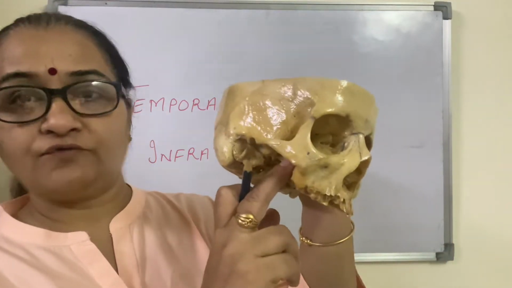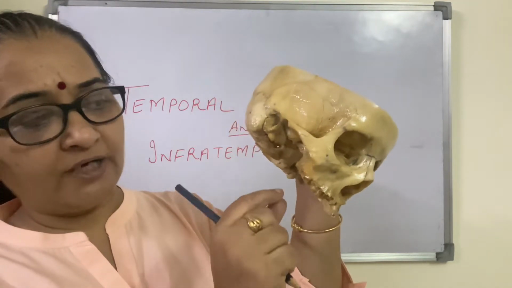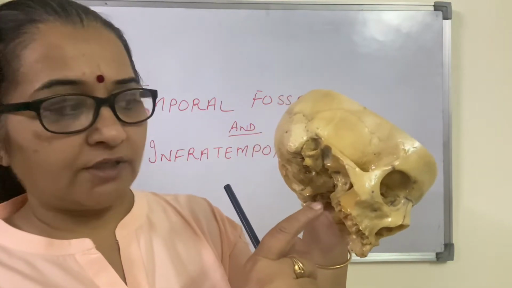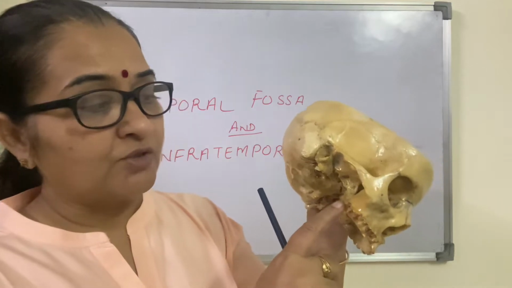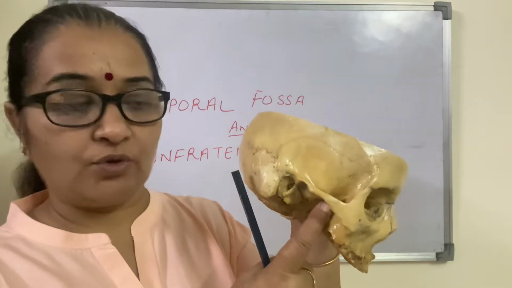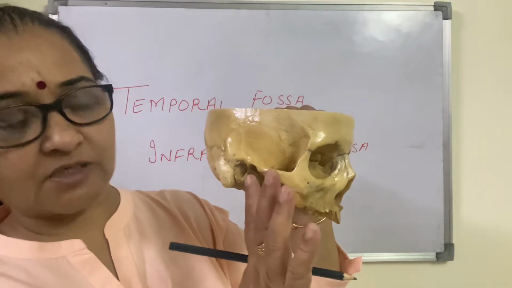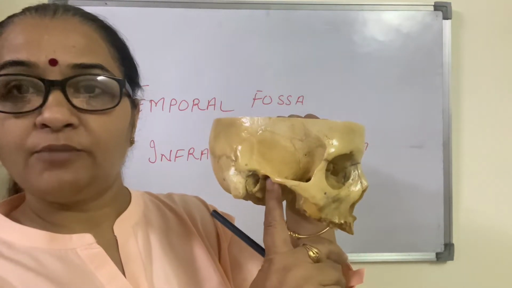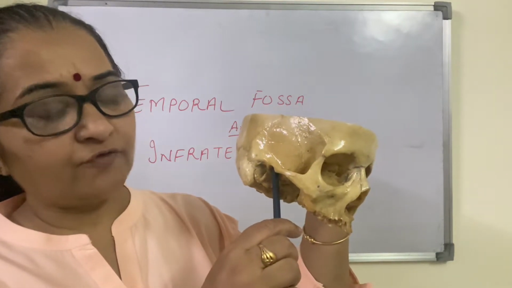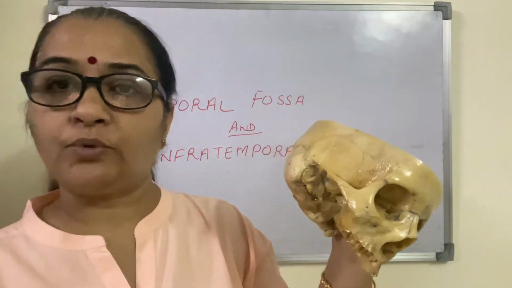Now the medial wall of this infratemporal region is formed by the lateral pterygoid plate and the pyramidal process of the palatine bone. So the pyramidal process is part of the palatine bone. So that bone and the lateral pterygoid plate form the medial wall. Laterally, this infratemporal region is covered by the ramus of the mandible, because the head of the mandible is going to articulate here. So the ramus of the mandible forms the lateral wall of the infratemporal region. So this is all about the infratemporal region.